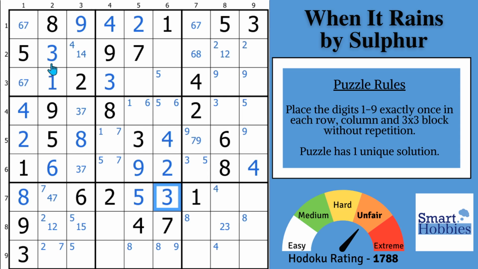Now we can notice up here, 3, 1, there's only one cell remaining of the 3, 1, 4. That's got to be a 4. And now with this 4, you'll notice they have a 3, 7 here. This can only be a 1, 5.